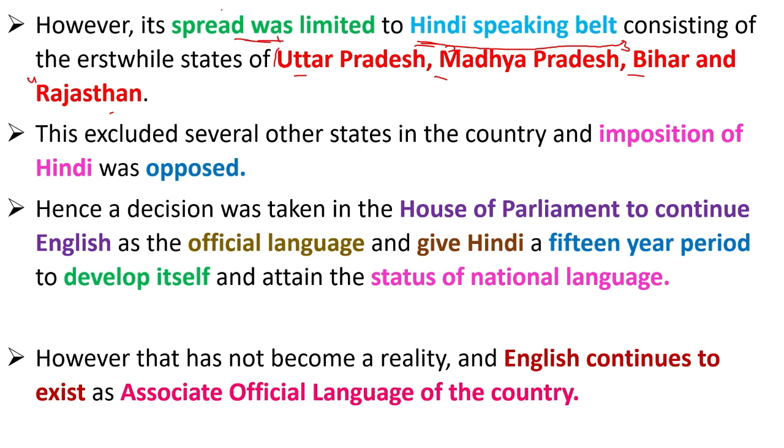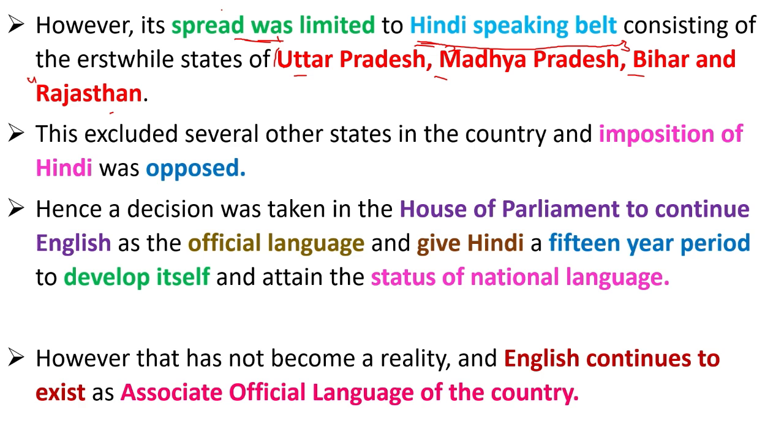Yes. In the previous slides, we have seen a number of languages, but they are spoken in different states. Only one language is spoken in four bigger states, but we have nearly 29 states in our country. So it's impossible to make the language of four states the national language. That is the reason the spread is limited.